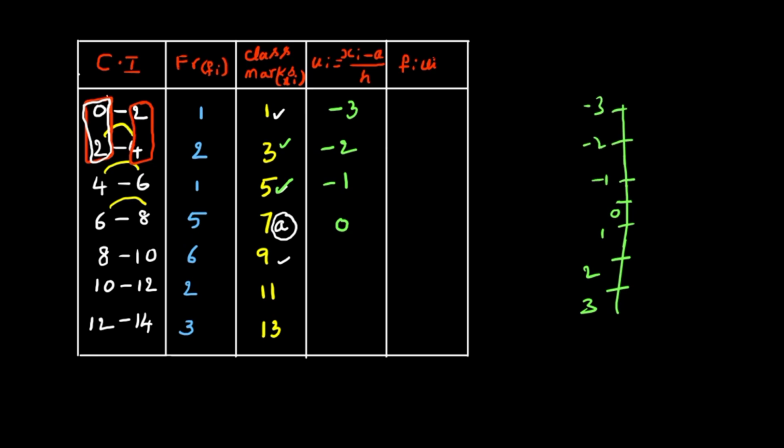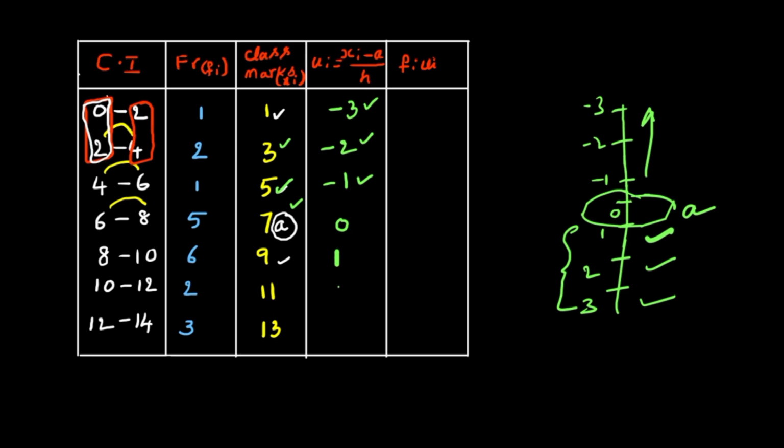So assume it like this. Here is 0, this is a, where a means the assumed value; the a I have taken corresponds to 0. Above a we have minus 1, minus 2, minus 3. After 0 we have positive 1, positive 2, positive 3, that means plus 1, plus 2, plus 3. So we can write them directly.